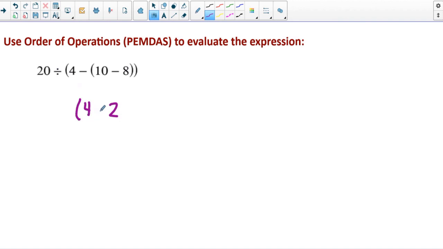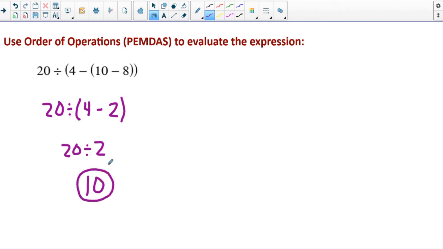Here's the 4, the minus, the 20, the division, just bring all that down. And now I can do this next set of parentheses. So 4 minus 2 is going to give me 2, bring down the rest, 20 divided. So my last step here would just be 20 divided by 2, which is going to give me 10.